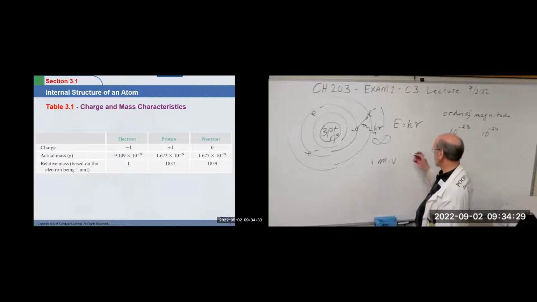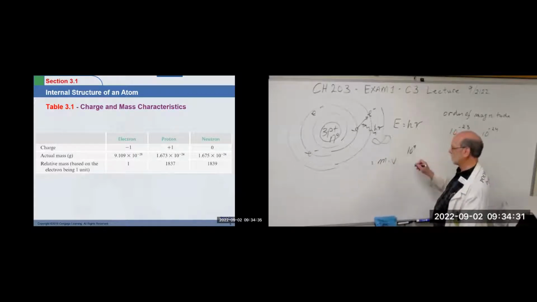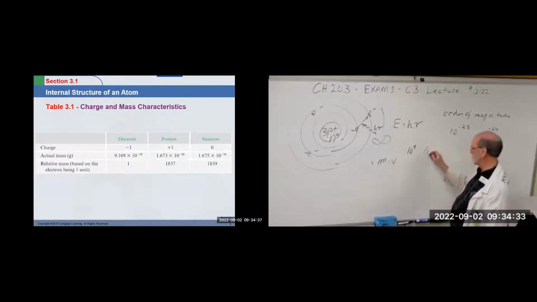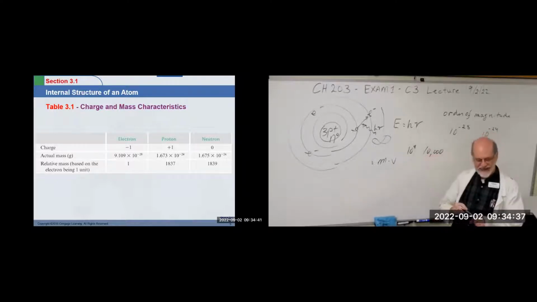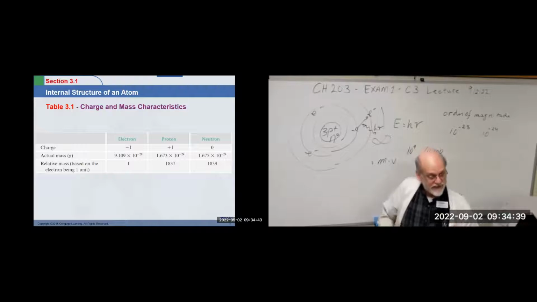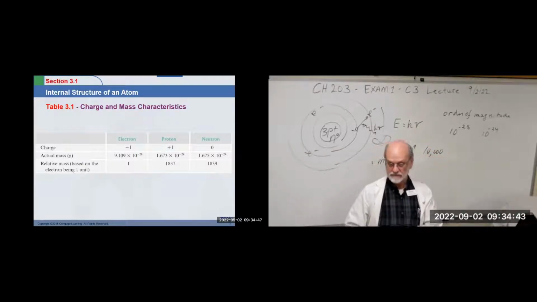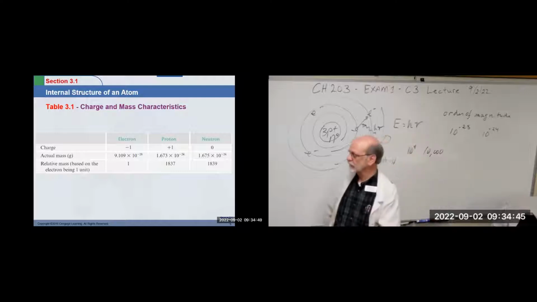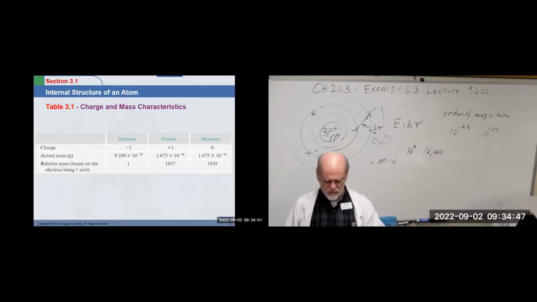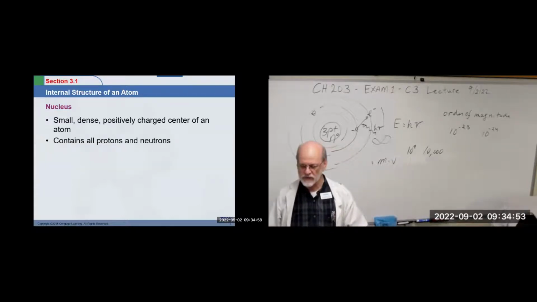Which means when we say 10 to the 4th power, what is that in standard notation? All right, 1, 2, 3, 4. 10,000 times. So the proton is 10,000 times more massive than the electron. Okay. And similarly, notice the proton is just a little bit bigger than the neutron. The neutron's a little bit bigger than the proton.